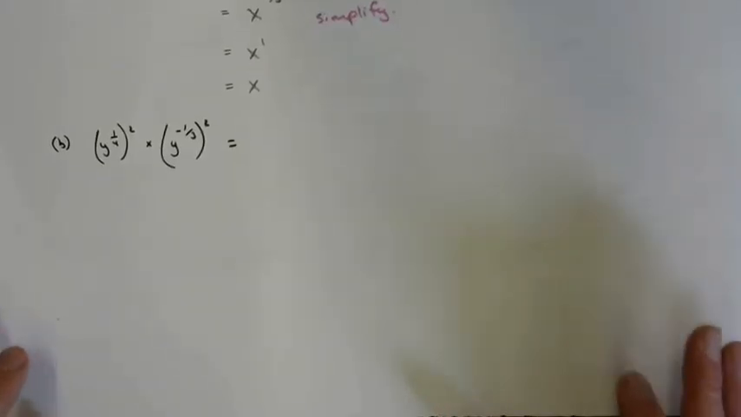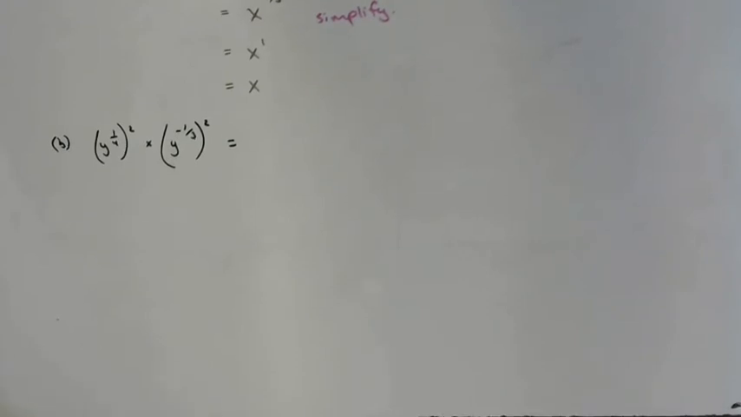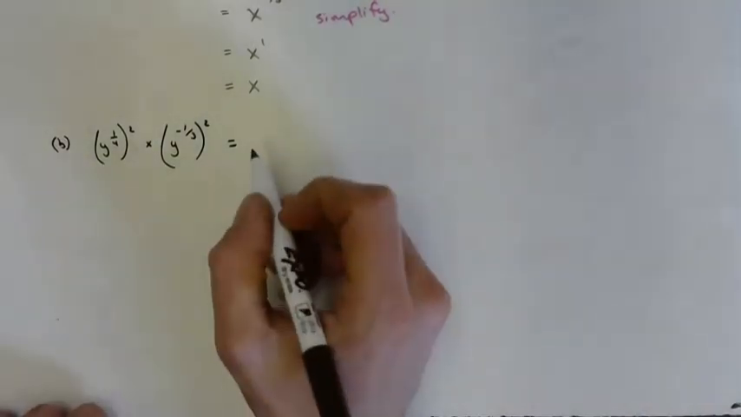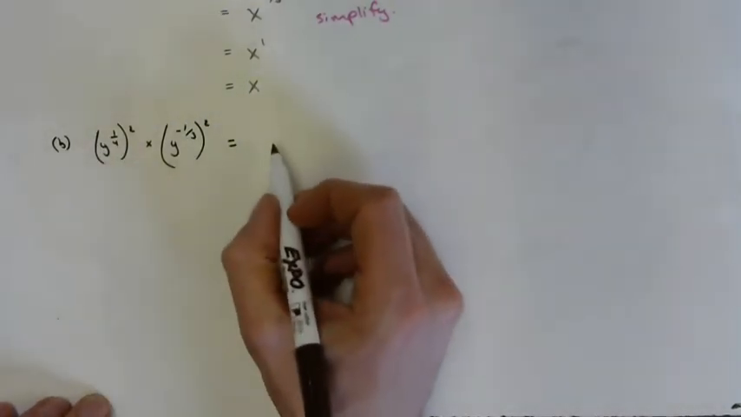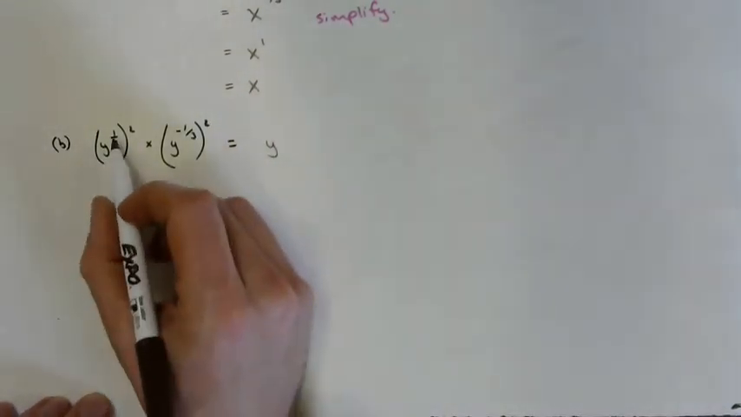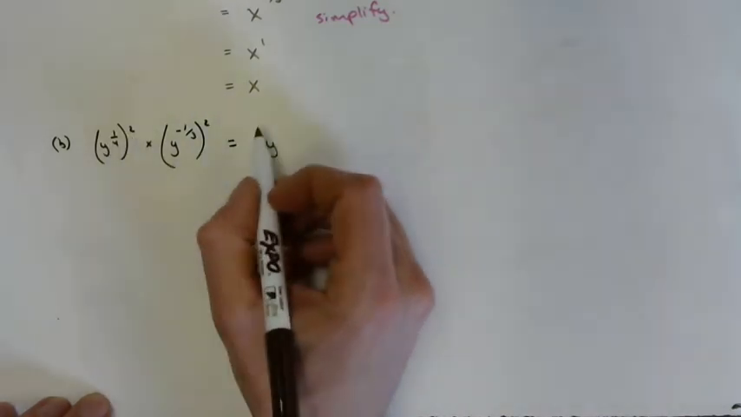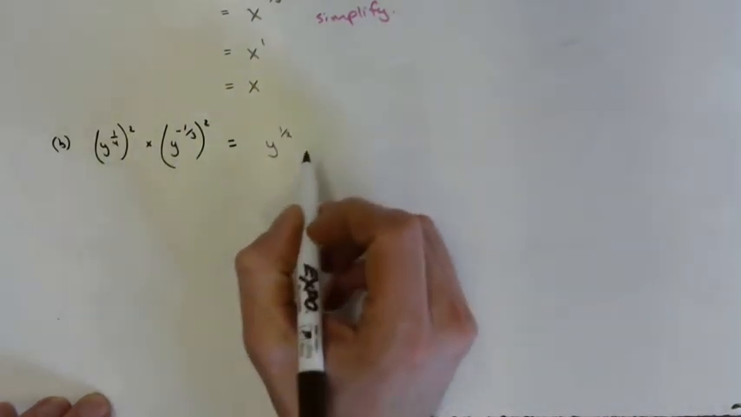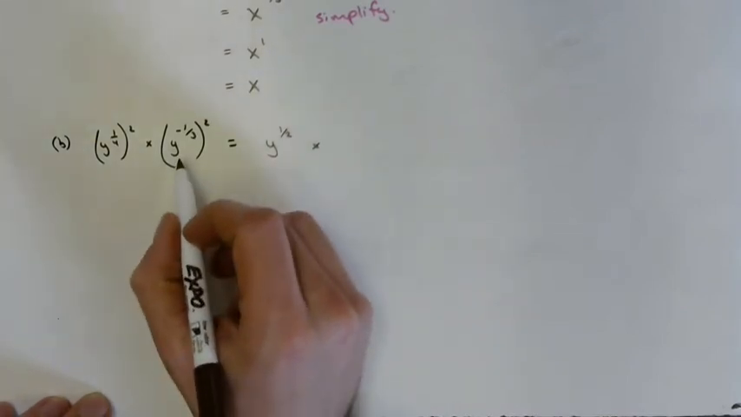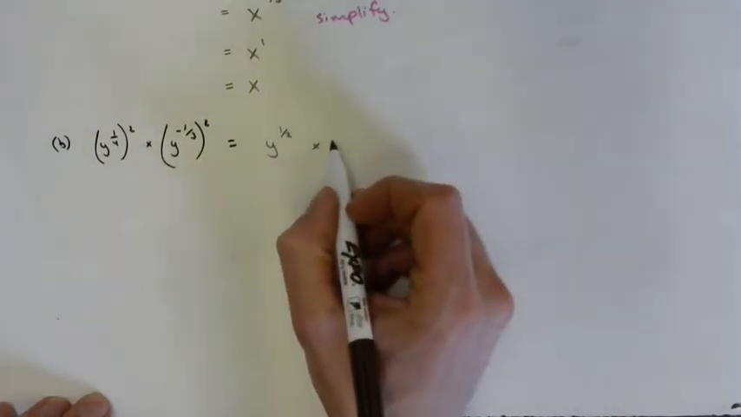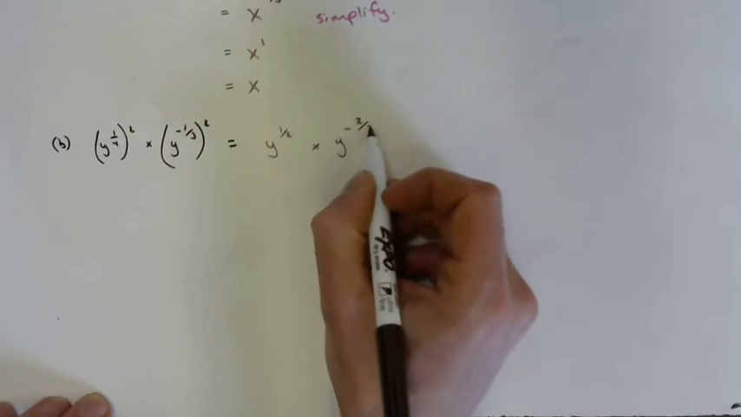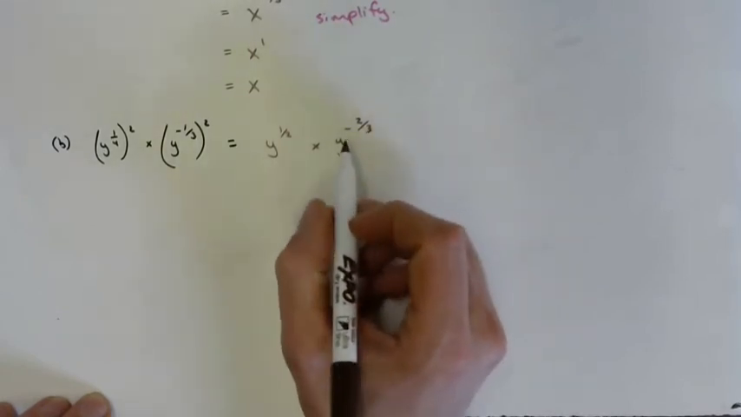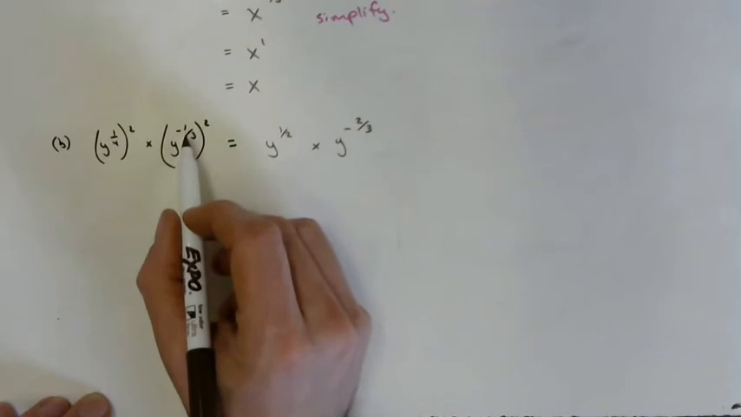Okay, here's our next one, and you can look at it. You notice you have a base y in both of these pieces, and they are powers raised to another power. So we're looking at the power of powers rule. The first thing I would do is simplify each individually. So you've got y to the power of 1/4 times 2, which is 2/4 or 1/2. And then our next piece is y to the power of negative 2/3, because that is 2 times negative 1/3.